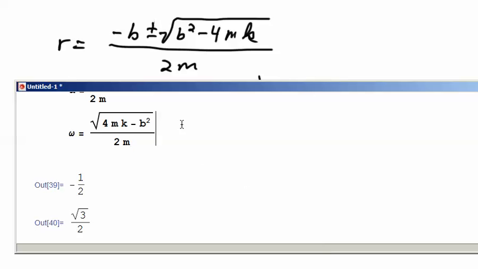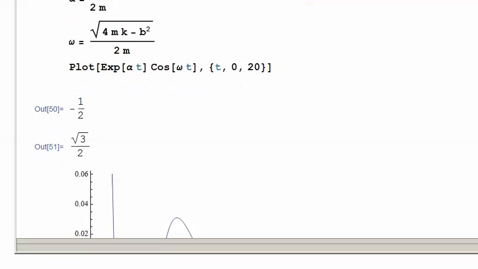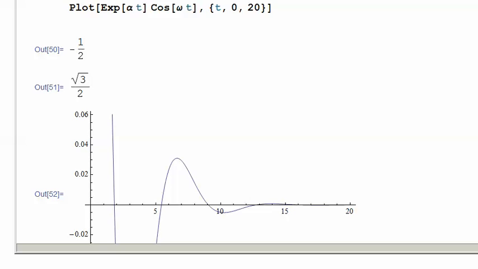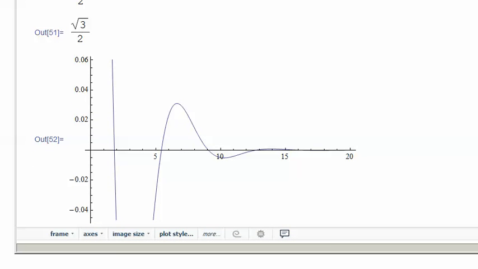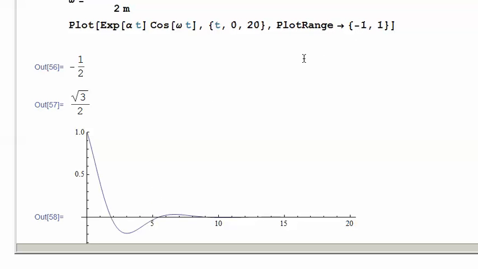Now let's see if we can get an idea of what the plot looks like by plotting, say, e to the alpha t cosine omega t from t equals 0 to 20, and we can see that this comes way down and then oscillates back up and down for a little bit. I'll change the plot range because this is very sensitive. The plot range of negative 1 to 1 shows it coming down and quickly dissipating as you get towards the edge there.